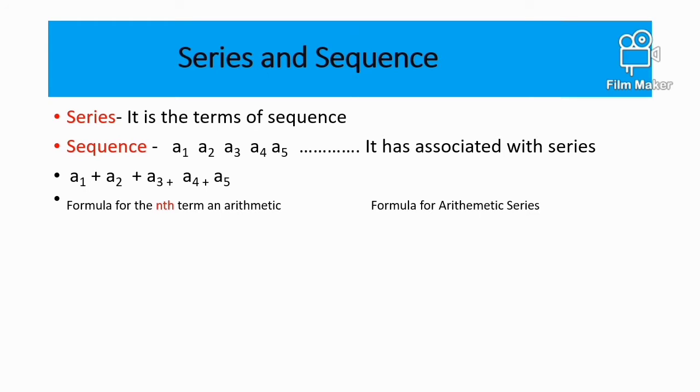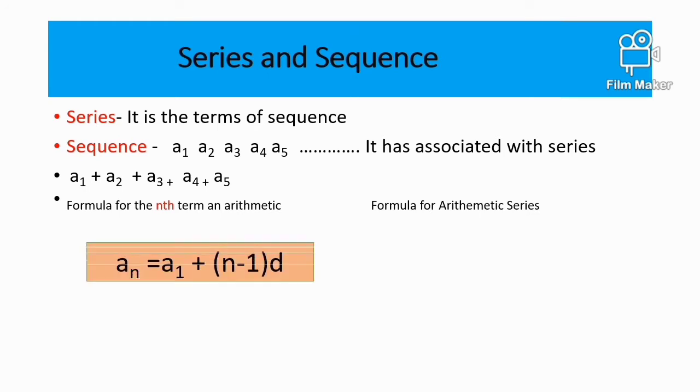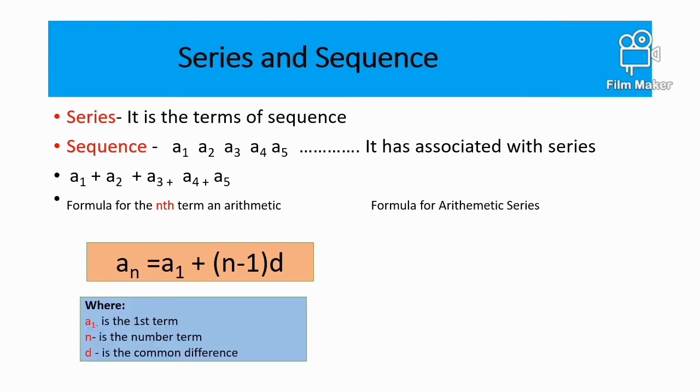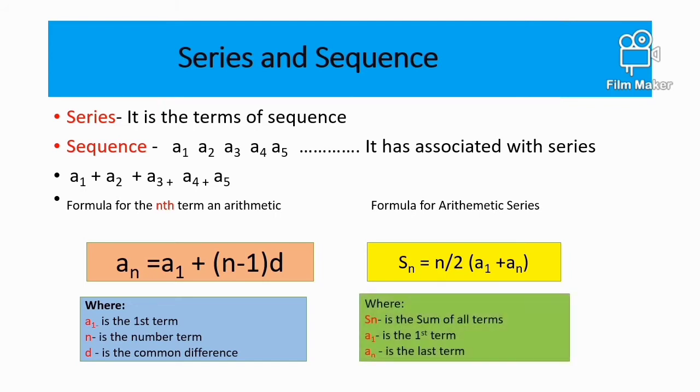The formula for the nth term of an arithmetic sequence: a sub n is equal to a sub 1 plus n minus 1 times the common difference d, where a sub 1 is the first term, n is the number of terms, and d is the common difference. The formula for an arithmetic series is S sub n equals n divided by 2 times a sub 1 plus a sub n, where S sub n is the sum of all terms, a sub 1 is the first term, and a sub n is the last term.